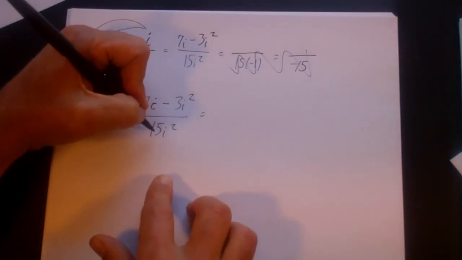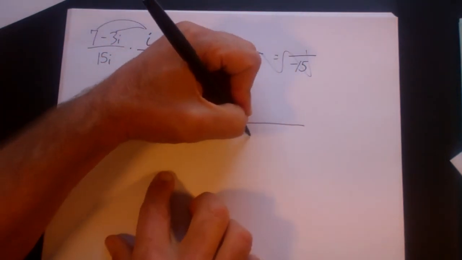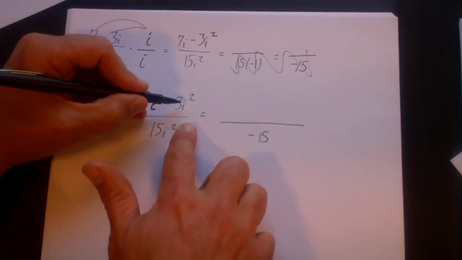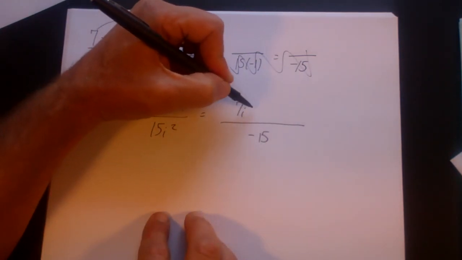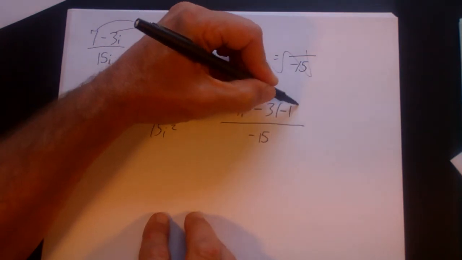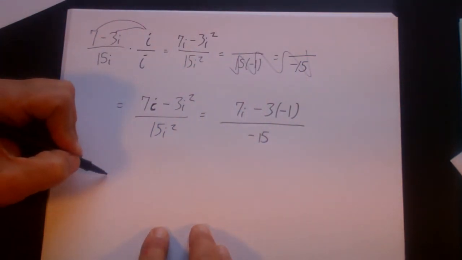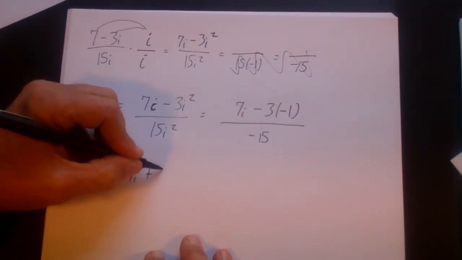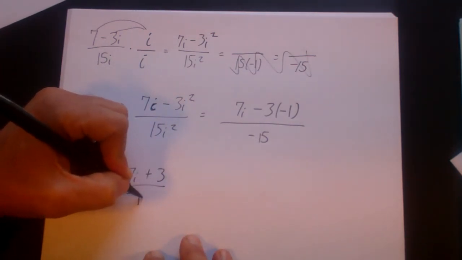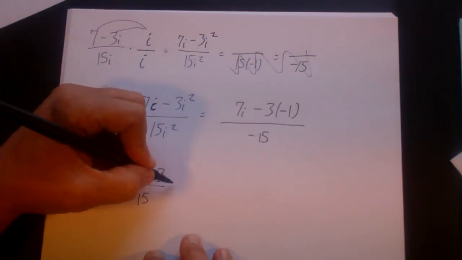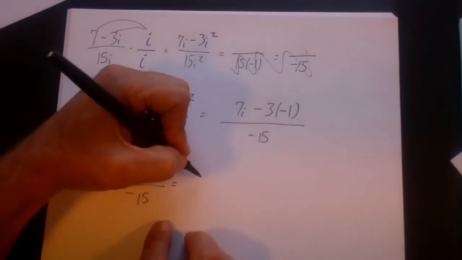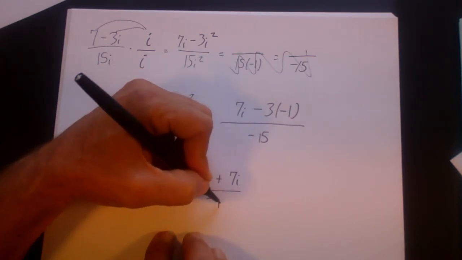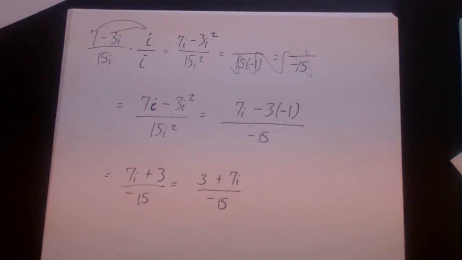The 15i squared, that's 15 times minus 1, so that's a negative 15. The 7i is fine. The i squared is a minus 1, so that's 7i minus 3 times a negative 1. Negative 3 times negative 1 is 3, so that's 7i plus 3 over negative 15. I'm going to rewrite that a little bit by putting the real part first, so that's 3 plus 7i over negative 15. And that's the correct answer.